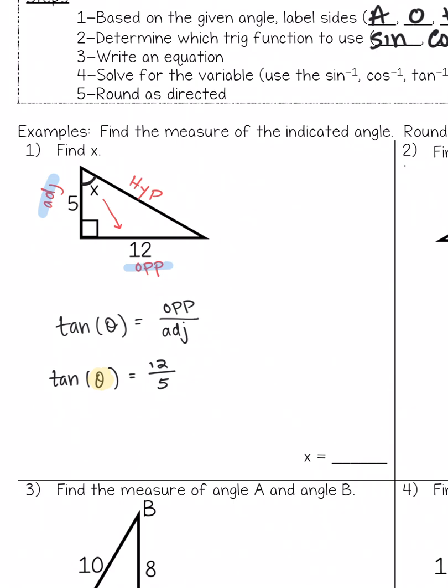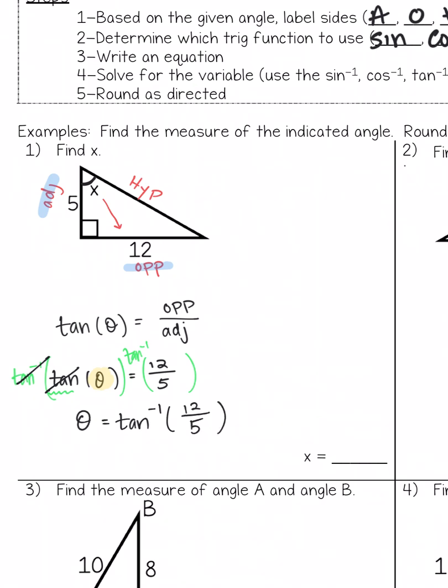So to find what theta is, I need to undo this tangent. Like, I need it to go away. And the way that we do that is by taking the inverse tangent of both sides of our problem. And what happens here is my inverse tangent and my tangent cancel each other out. And I'm left with theta is equal to the inverse tangent of 12 over 5.